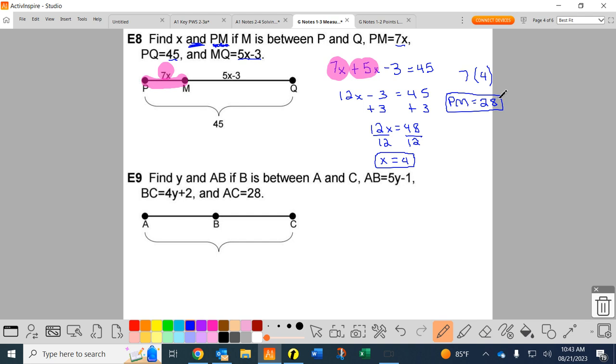Okay guys, here we go again. This time you actually have to label. You've got to find y and AB if B is somewhere in between A and C. It says 5y minus 1 for AB, so here I'm going to put 5y minus 1. For BC, that's this part over here, I'm going to write 4y plus 2. And for AC, I'm going to write 28.